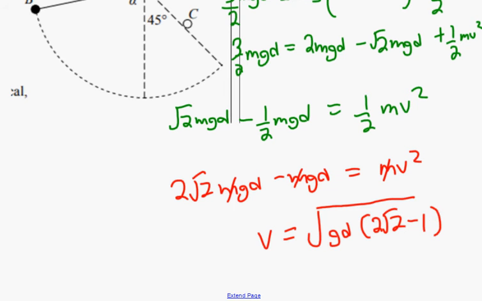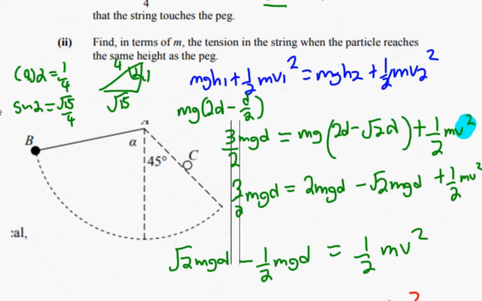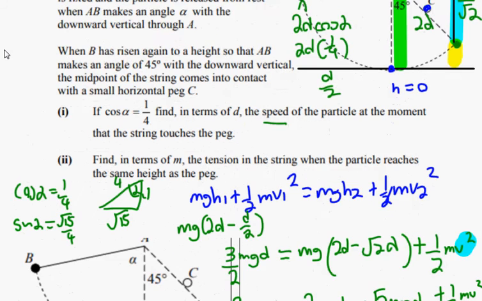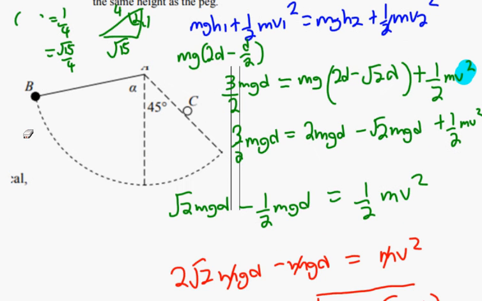Part 2. Find in terms of m the tension in the string when the particle reaches the same height as the peg. Where is the particle? Just the end of the string. Alright, so here's what I think happens. I'm going to get rid of this. It's a weird one. I'll show you now what's going to happen.